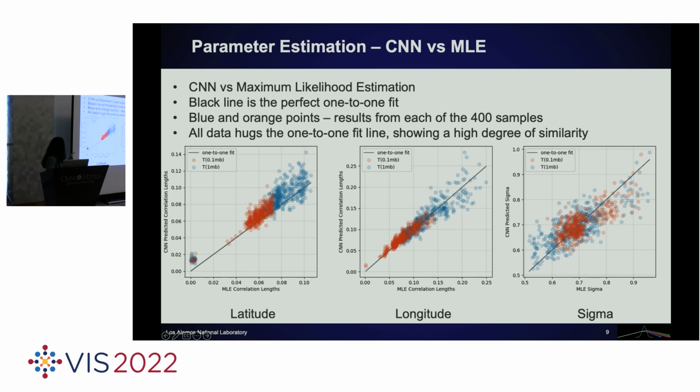The latitude values also fit pretty well, but they're slightly offset, and we believe that corresponds to the smaller range of values that we used for training our latitude versus the other parameters. But as I go through the rest of the talk, you'll see that really none of these small variations mattered at the end, because we saw that the results between the neural network and the MLE in other ways were pretty much spot on.